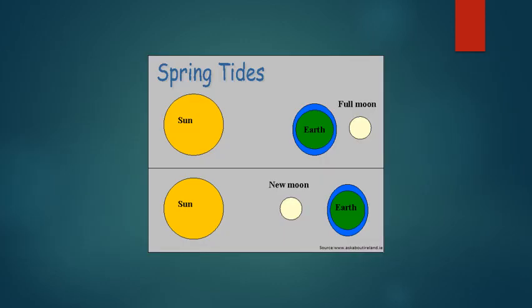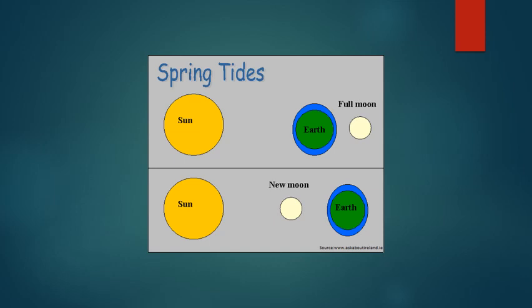So the first type of tides are the spring tides. In the previous slide I had explained to you that the spring tides occur during full moon, that is Purnima, and new moon, that is Amavasya. Now in this diagram itself you can see that the sun, moon and the earth are in a straight line.